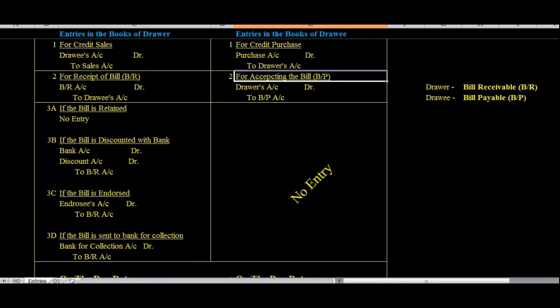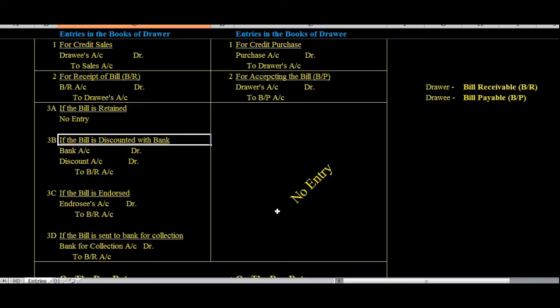Alright, so if the drawer decides to retain the bill with him, there is no journal entry for keeping the bill. However, yes, he can go for another option. He would prefer to get the bill discounted with his bank. If it discounts the bill, think what happens. Money comes in, bank account debit, discount, which is simply an interest, which is actually the loss of the drawer. Therefore, it is debited and the bill is going out. So the journal entry becomes bank account debit, discount account debit to bills receivable.